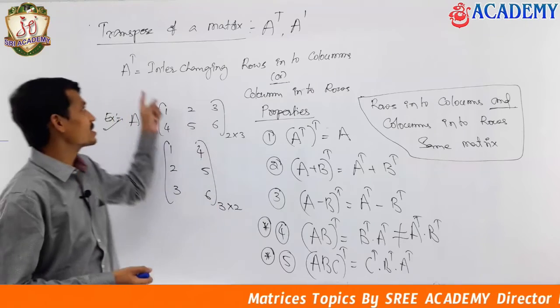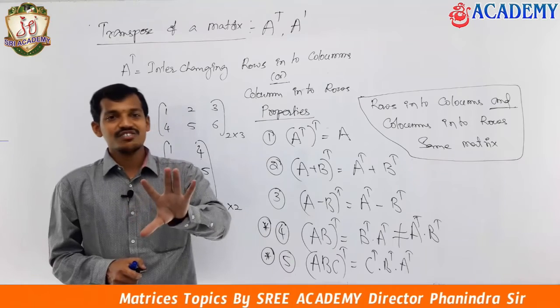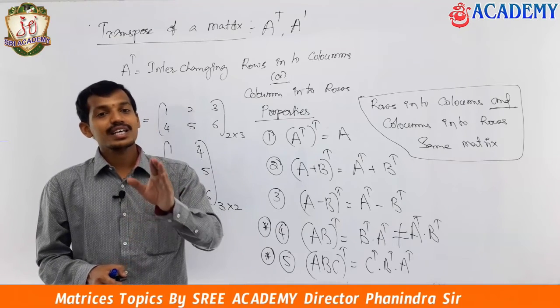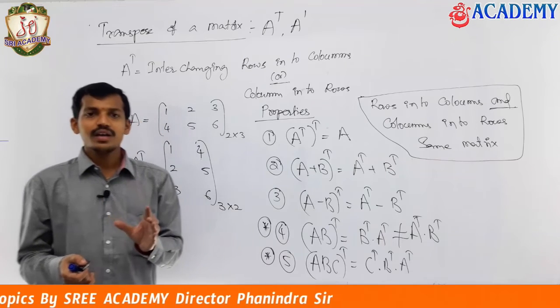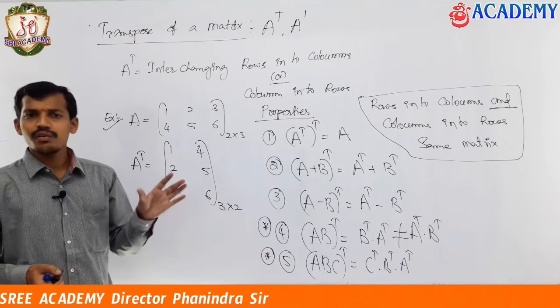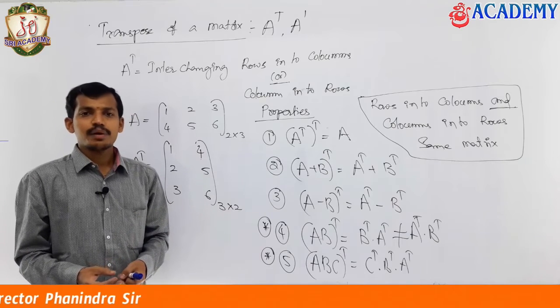It is going to be the transpose of a matrix. Interchanging rows into columns or vice versa, it is going to be the transpose of a matrix. Understanding my point? That's why the properties are very, very important. More properties we will see. Okay, let's see other properties.